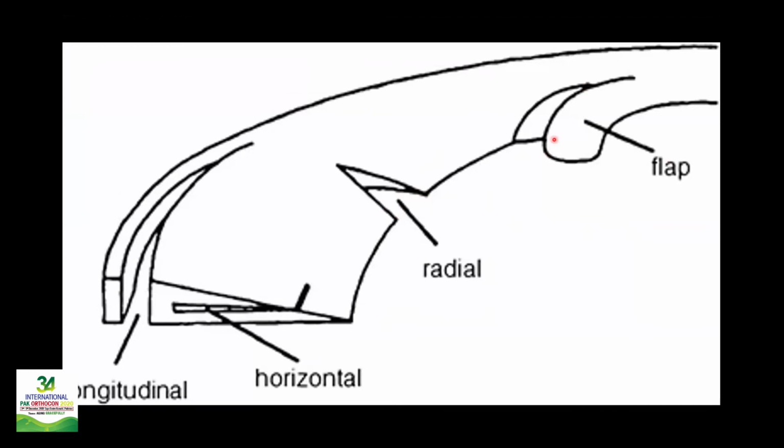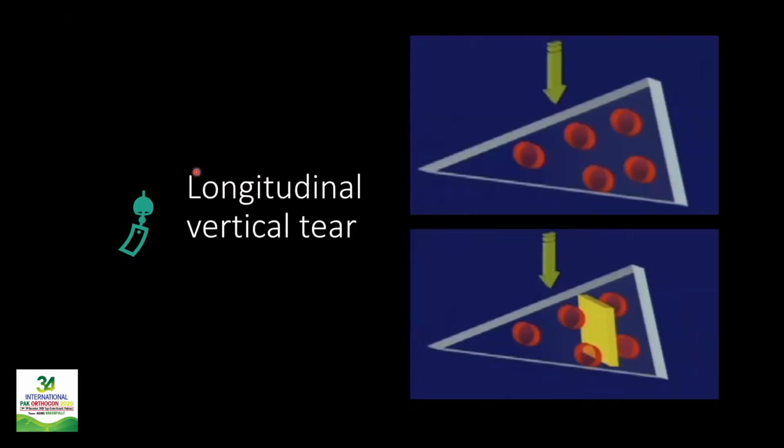So we'll discuss these two together, whereas the vertical tear and the horizontal tears are going to be discussed separately. The word longitudinal is a bit confusing, so you can just use vertical tear, horizontal tear, and radial tear. These three terminologies should be more familiar and more commonly used.